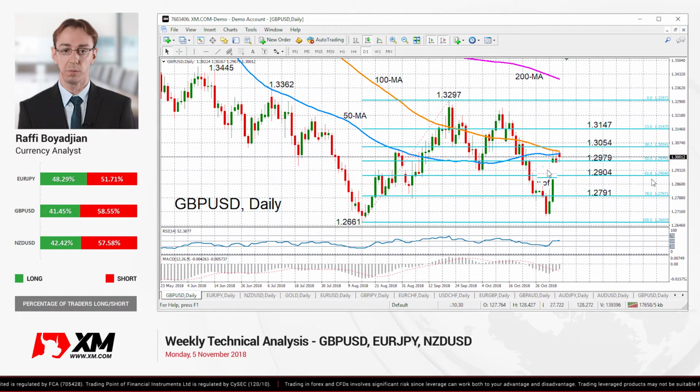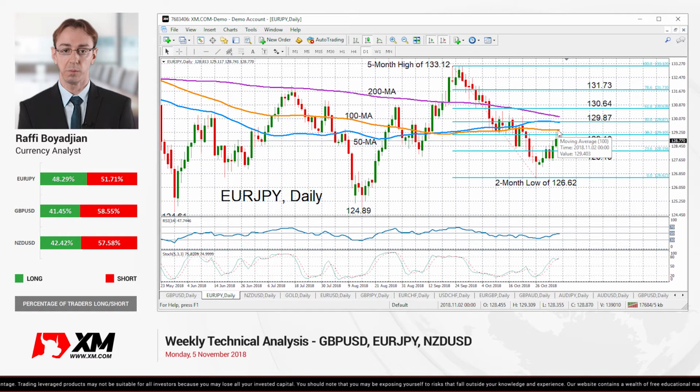We can see there's been a bit of a rebound from that 2-month low 126.62 from October. However, the RSI hasn't managed to cross the 50 neutral level. It's flattening just below it. There is resistance coming from the 100-day moving average at 129.40.